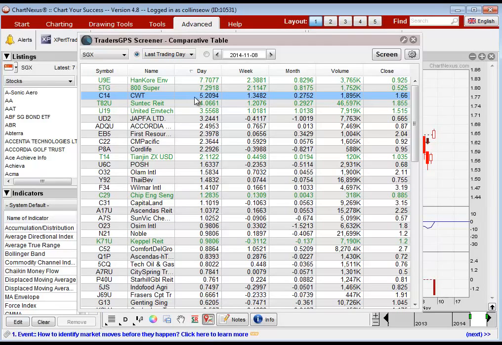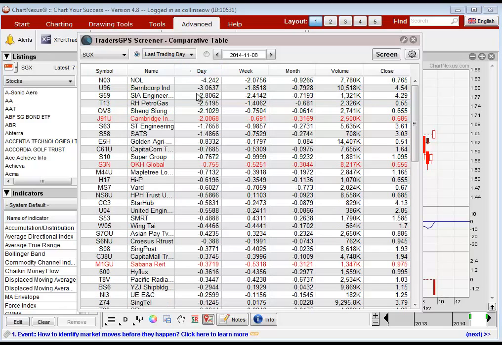So let's take a look at these few stocks. Hanko, 800 Super, Suntec REIT for buying, and Cambridge, OKH for selling.